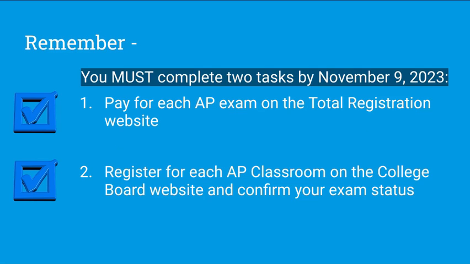Remember, all students must complete both steps by Wednesday, November 9th, 2023. Step 1, pay for each exam on the Total Registration website. And step 2, register for each AP classroom and opt in to take the exam on the College Board website. Your registration is not complete until you have completed both of these steps.